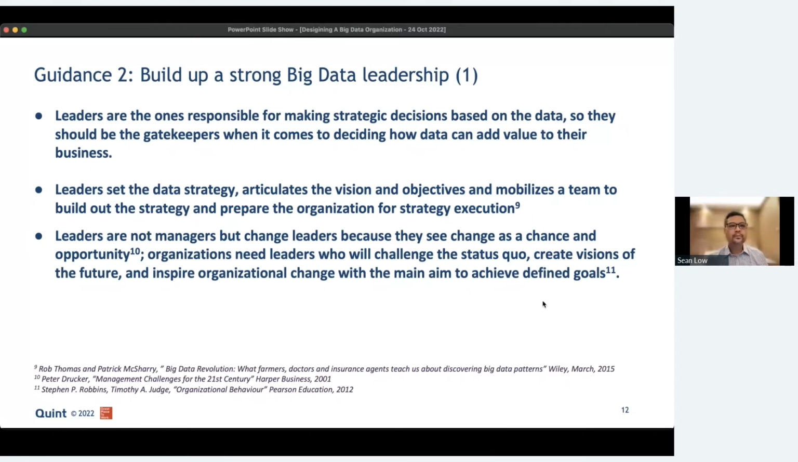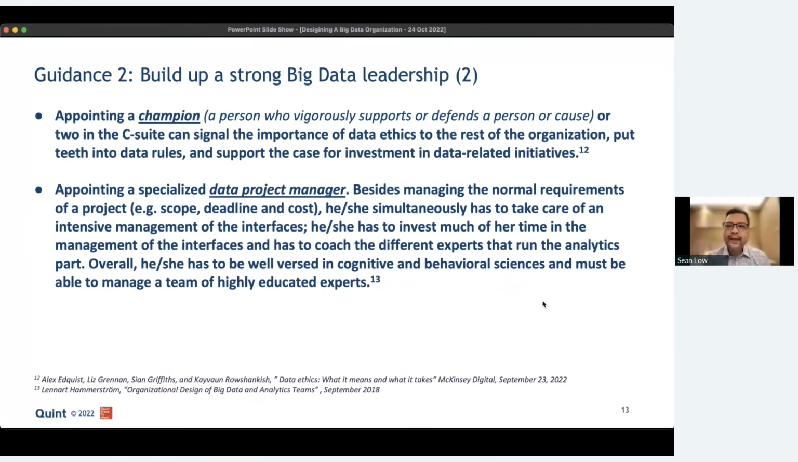So part of big data leadership is to always have a big data champion, right? Within the leadership environment, there must be a person who vigorously supports or defends the cause for big data, right? Sometimes you can have 2 in the C-suite. Because again, if you have a champion, it signifies the importance of big data. It signifies the importance of doing big data correctly, ethically, right?